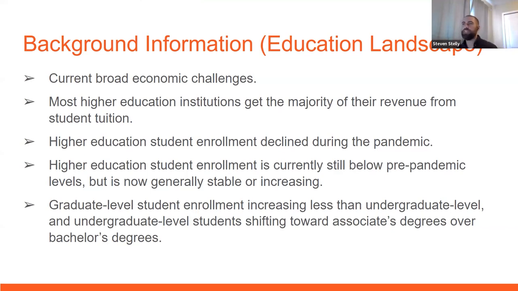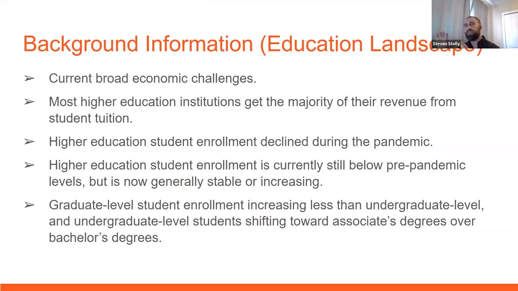And then most higher education institutions get the majority of their revenue from student tuition. So most universities have a lot of money, and most of that money is coming from students paying tuition. So it's going to be important to the institution: the more students they have, the more money they get, then the more money they have available to fund education and other programs.